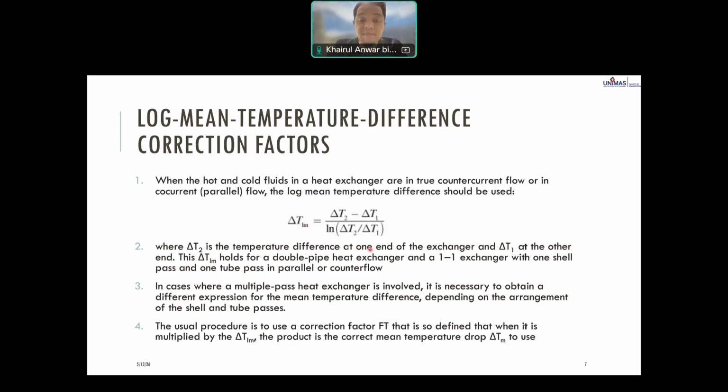So this is the limitation for this. Other than that, we need a correction factor. So the usual procedure is to use a correction factor.